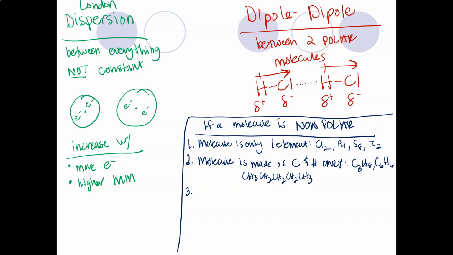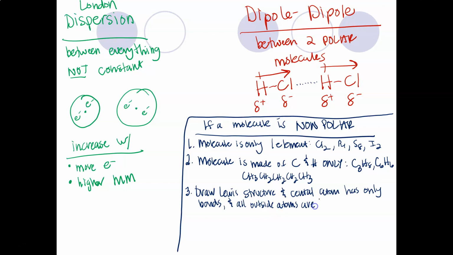Let's see, which one do I want to do next? If you draw the Lewis structure, like the picture that I drew up there with lines connecting the atoms, and the central atom has only bonds, there's no lone pairs around it, and all the outside atoms are the same element.